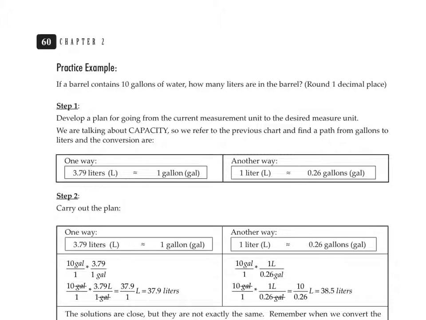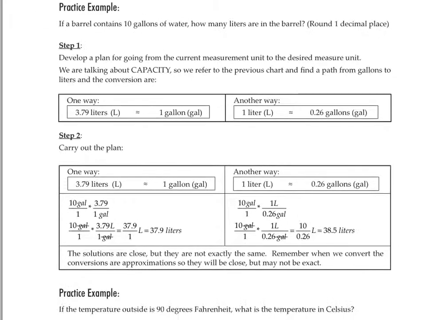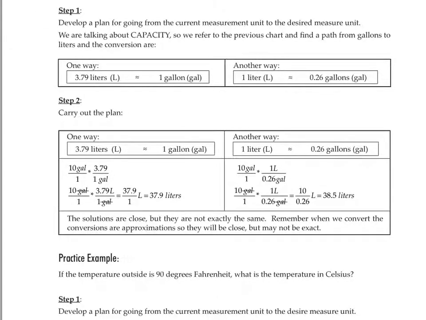Okay, let's see. A barrel. If a barrel contains 10 gallons of water, how many liters are in the barrel? Round to 1 decimal. So step 1, we have our conversion. 3.79 liters equals 1 gallon, or also 1 liter equals 0.26 gallons. Now, they look like two different unit conversions, two different conversion amounts, but really they will both work to give you the same answer. One will involve multiply, depending on how you set it up, and the other will involve divide.